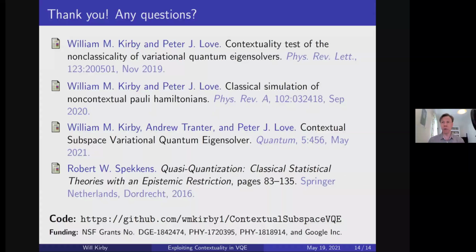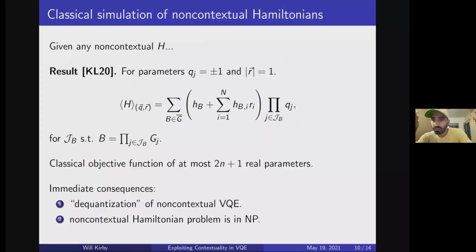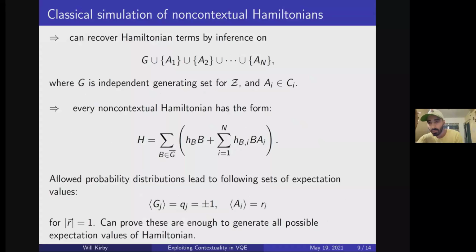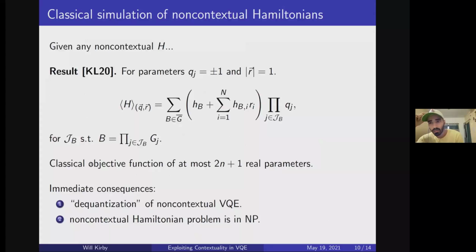We have a few minutes for questions. Hi, Will. So you talked about this non-contextual Hamiltonian problem lying in NP. Do you have any idea of which particular set of Paulis are making that classical hardness? Is it these weakly contextual Paulis? I'm asking which specific set of Paulis you think are making this classical simulation hard. Since you are only talking about strong contextuality, is it possible that those are weakly contextual Paulis?